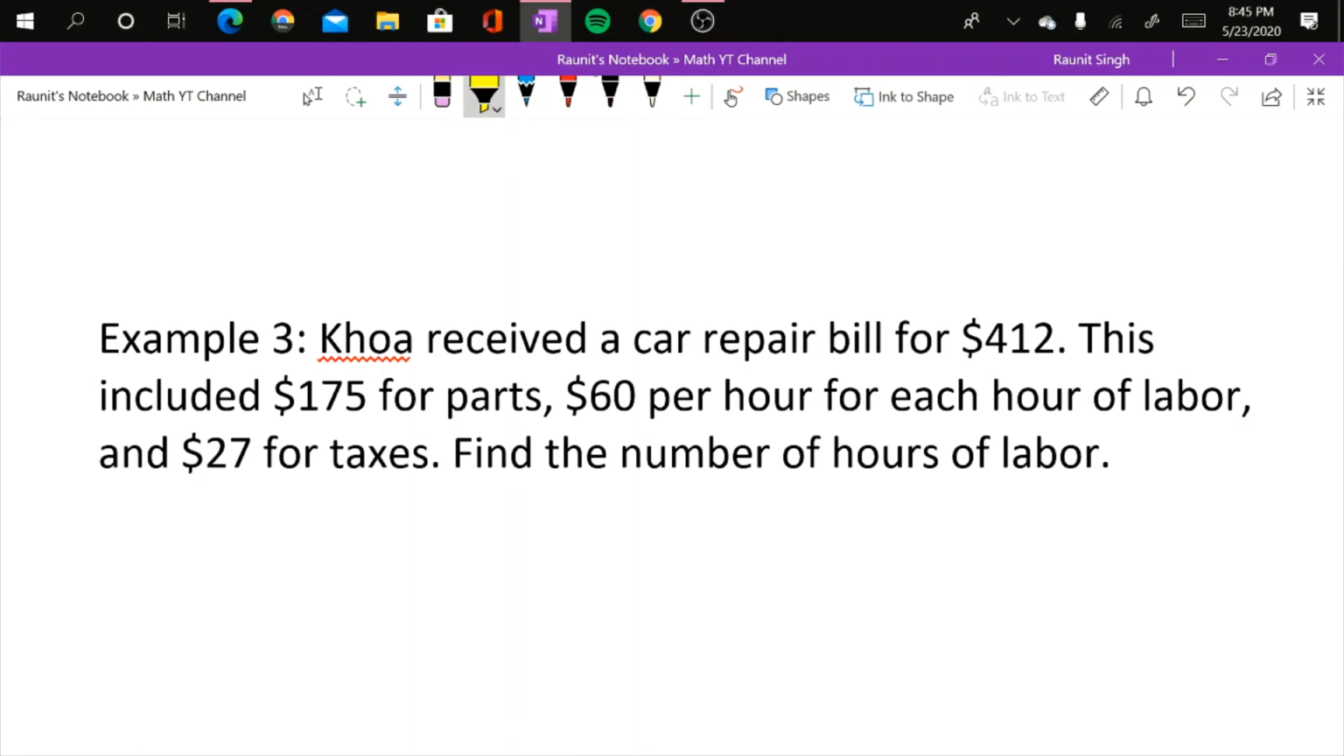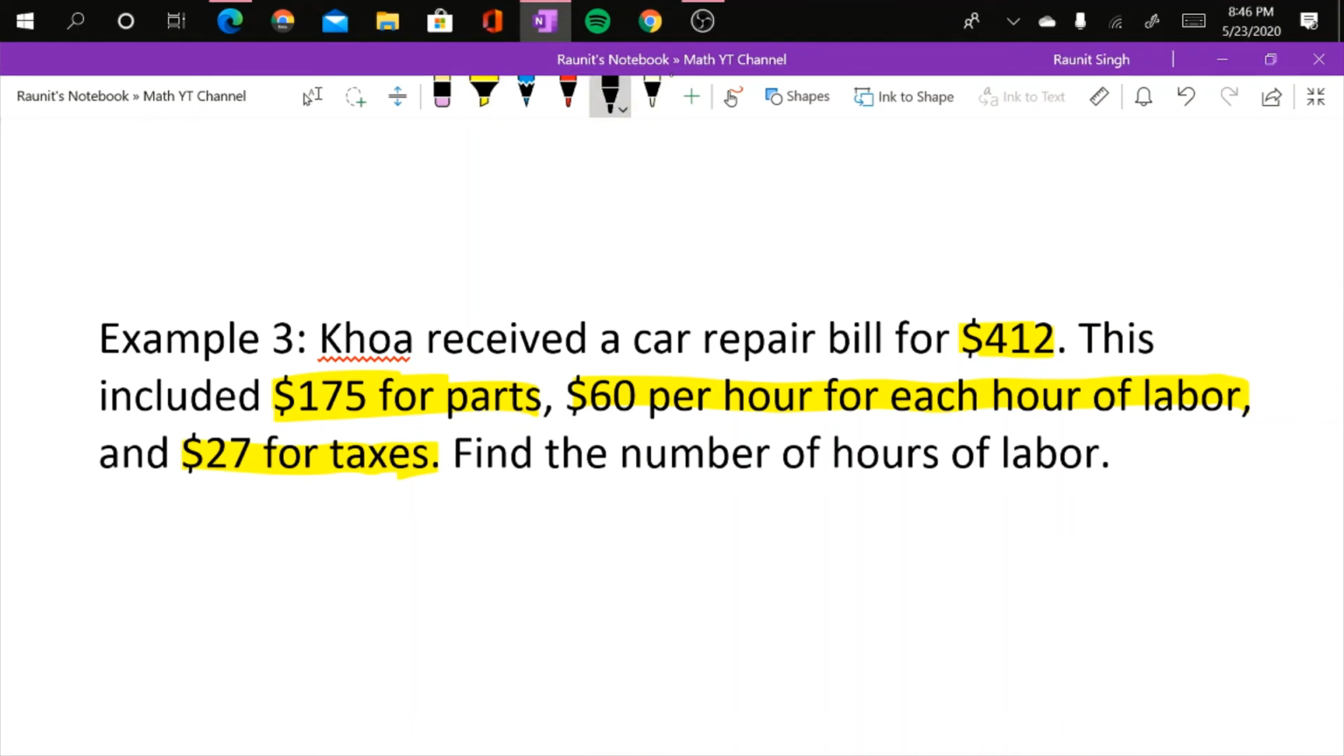So we're going to highlight our important information here. So we know that his total bill was $412, okay? And what it was made up of was $175 for parts, $60 per hour for each hour of labor, and $27 for taxes. So we know 2 of the things, but we don't know how many hours they spent for the labor. Okay, so now we need to find that out.